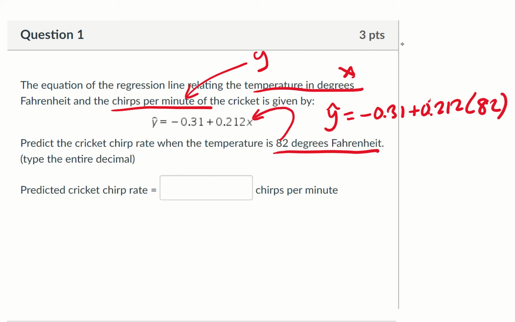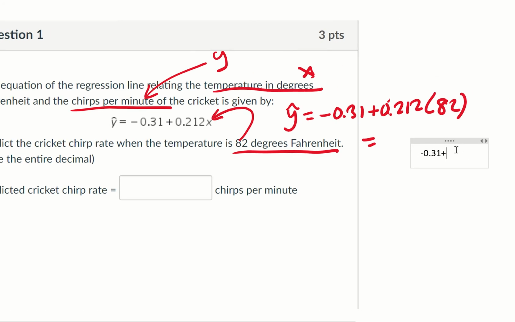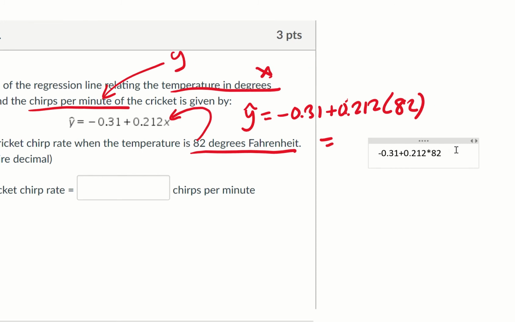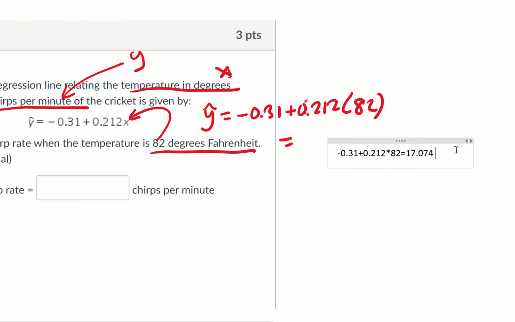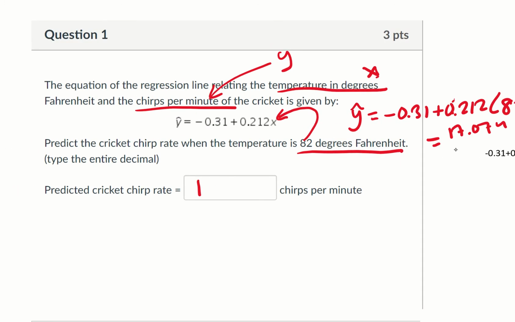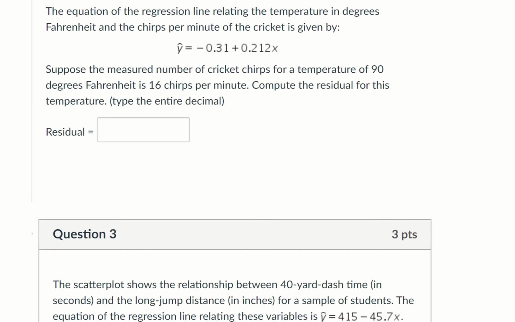Like so, and in doing so you get the predicted chirp rate. So we'll go ahead and do that on the calculator here real quick. Type it in here. So we got negative 0.31. All right, and so your predicted chirp rate is 17.074. Okay, so we could just write it over here. Chirps per minute. All right, pretty straightforward. So you just want to be able to make that prediction using the equation, the regression line.